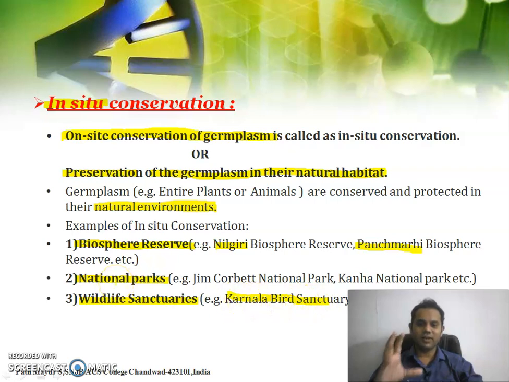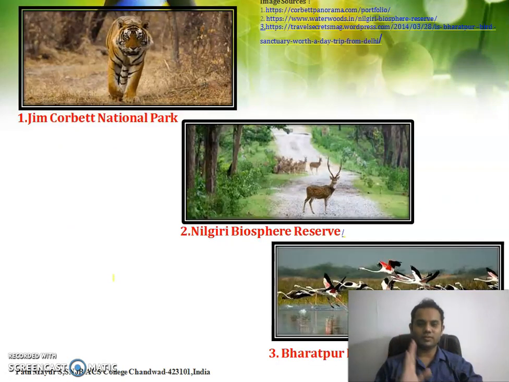So these are the ways by which biodiversity, meaning germplasm, is protected, because biodiversity is nothing but germplasm, a live source of genes. These are protected in their natural environment. So that is about the in situ conservation method. You can see here Jim Corbett National Park. I have taken the images from the internet, for which I have given the references.